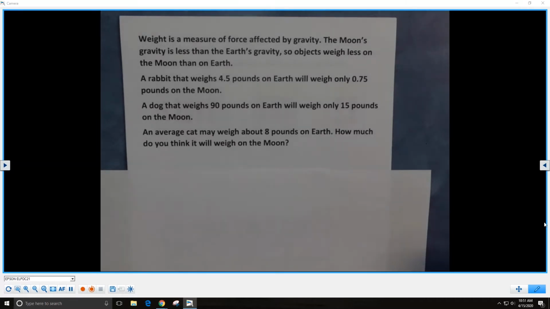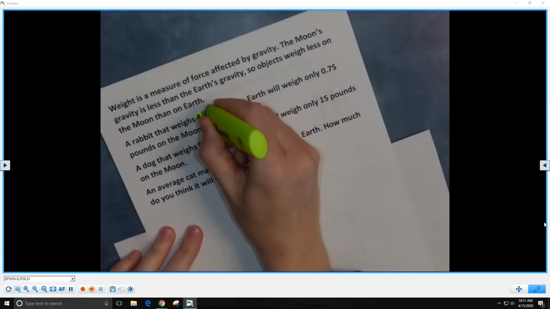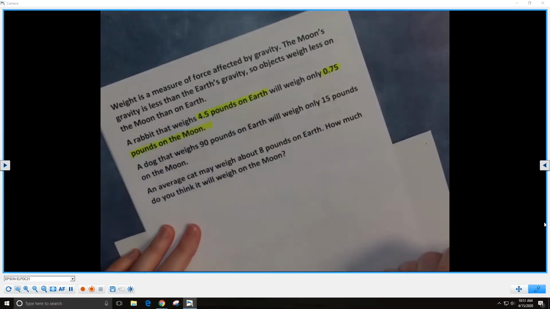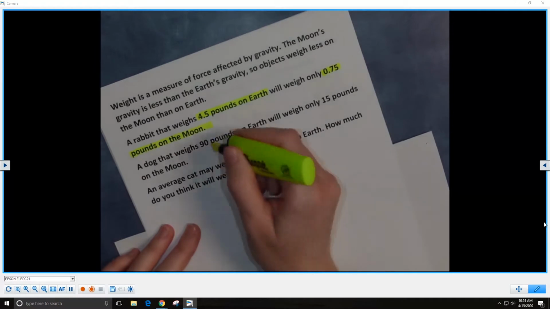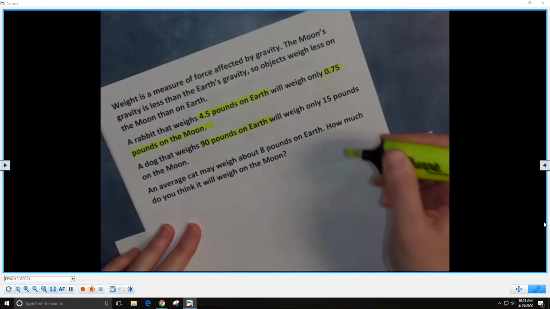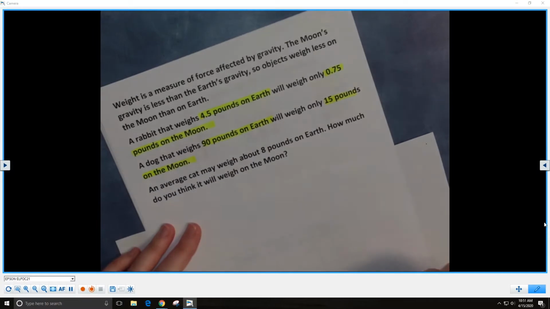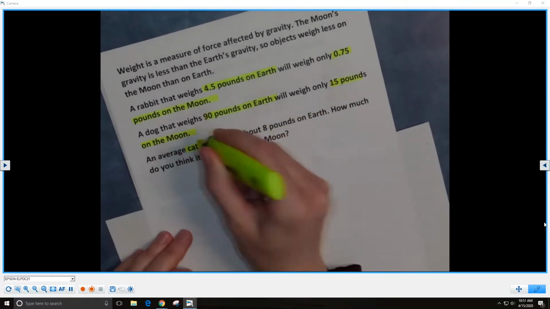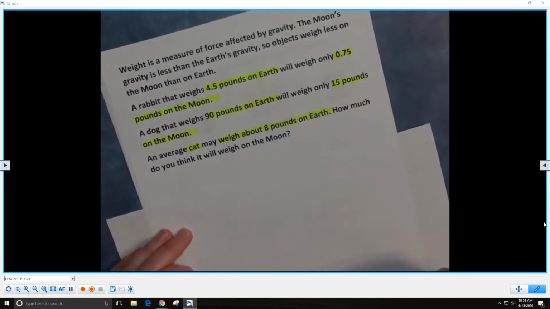What information are we given? Well, we know that a rabbit that weighs 4.5 pounds on Earth will weigh only 75 hundredths pounds on the moon. A dog that weighs 90 pounds on Earth will weigh only 15 pounds on the moon. We know that our cat weighs about 8 pounds on Earth. So how can we organize this information? Well, I'm going to make a table.